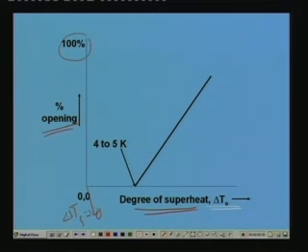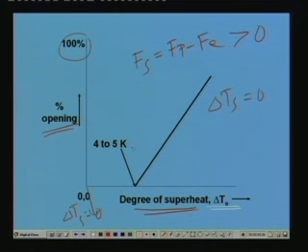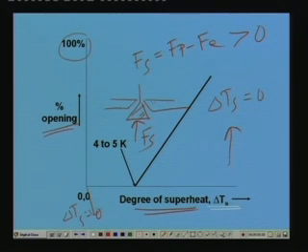Once the degree of superheat is 0, you have Fs equal to Fp minus Fe, right? This, as I said, is always greater than 0. So this is greater than 0 means that at this condition, when delta Ts is 0, there is a state of imbalance. That means there will be a higher downward force. This higher downward force will close the needle. If you look at the needle, you have the needle like this. So this needle will be pushed upwards because of the spring force, that means it will be completely closed.